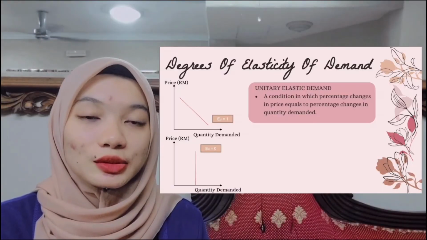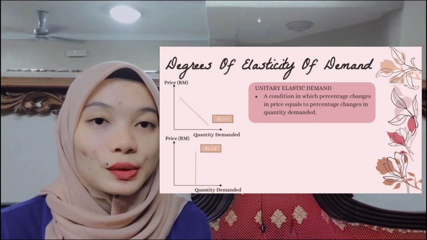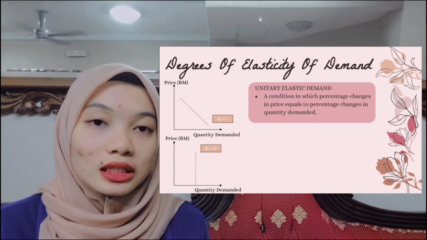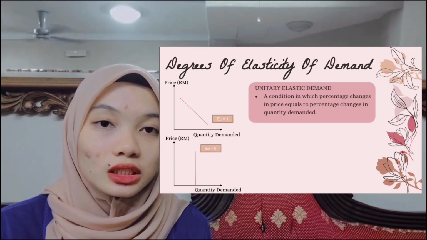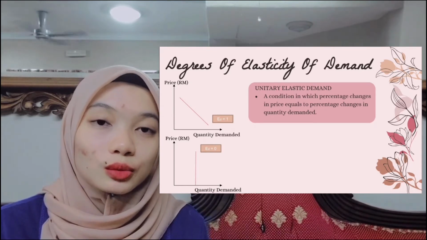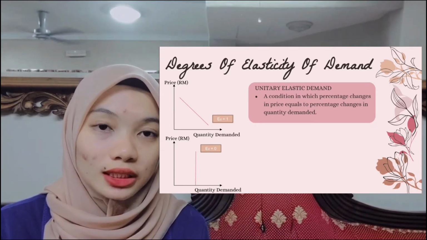So the third one is unitary elastic demand. So ED will equal to 1. It's a condition in which the percentage of change in price will equal the percentage change in quantity demanded.